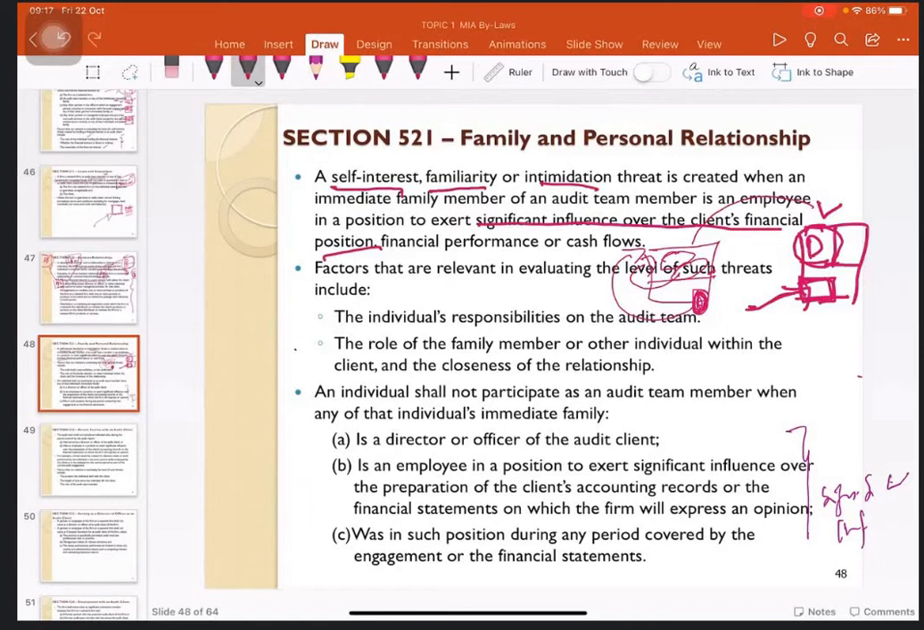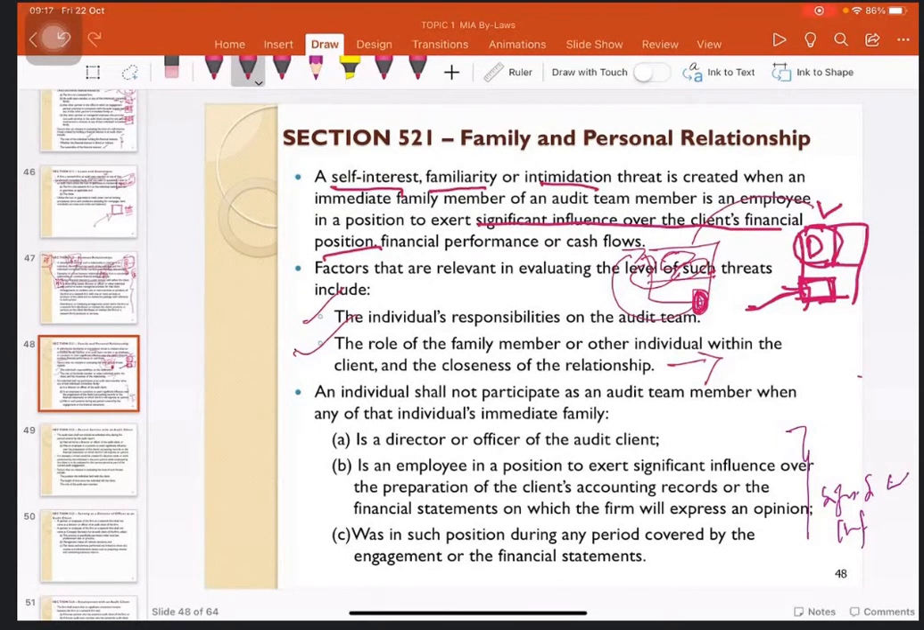Okay, this one adalah on audit team punya part, this one adalah on clients punya part. Okay, boleh faham kelas ya? So kita kena tengok both side. Audit team punya side as well as you punya family members punya position in that in the office. Okay, sama ada dia ada significant influence or not.